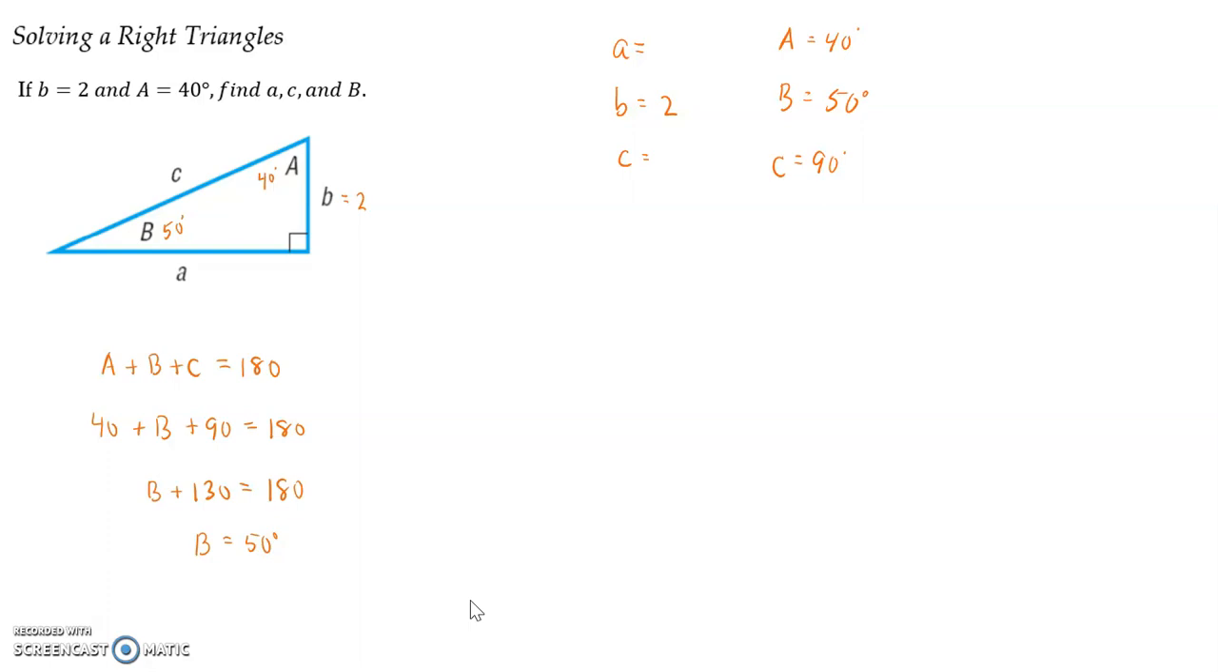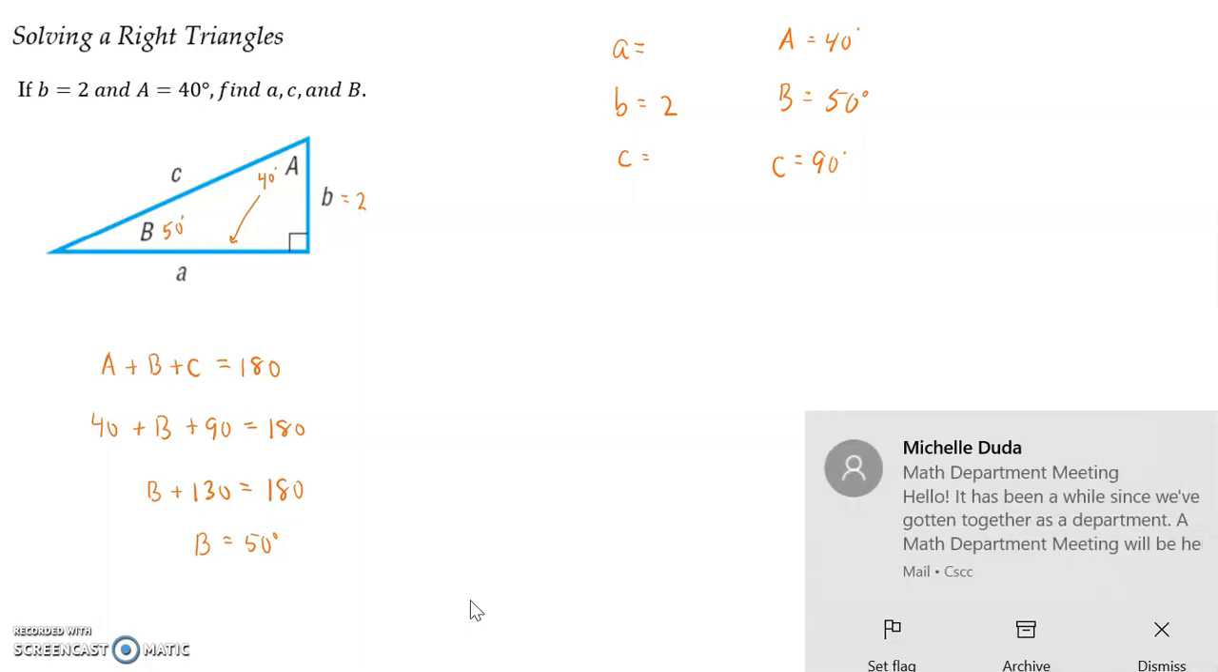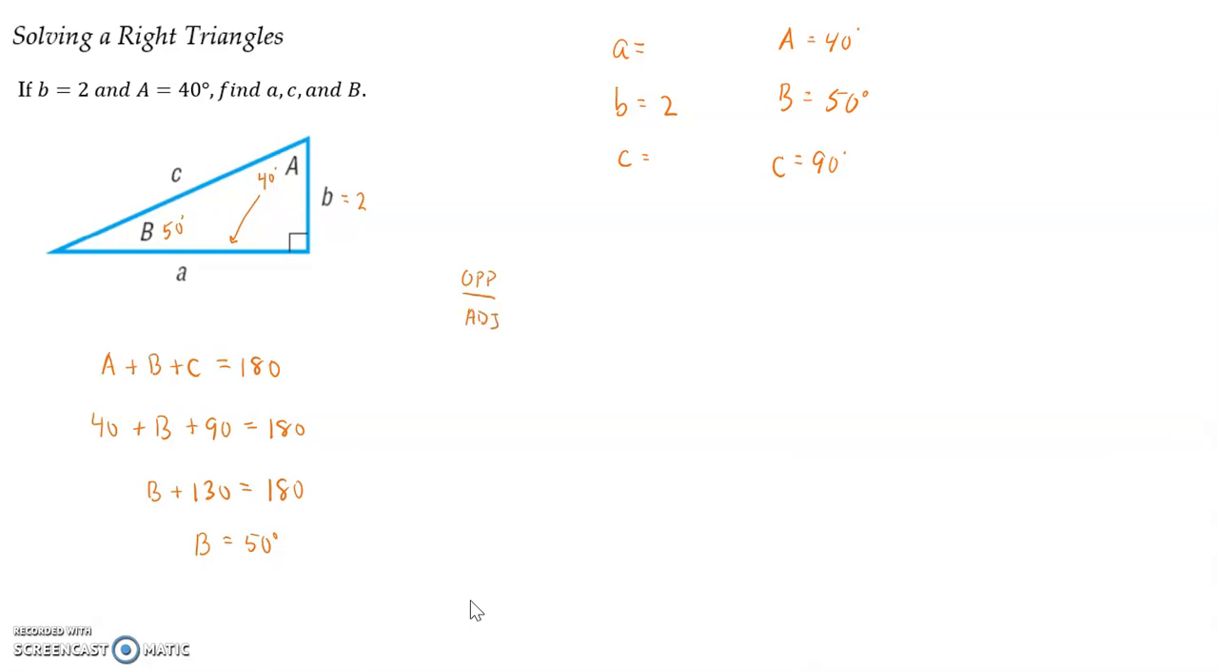So I'm going to go ahead and use my 40-degree angle measure. And so I'm going to need the opposite side, and I'm also going to need my adjacent side. So my opposite side here is going to be side A. And my adjacent side is going to be side B. And so I'm going to need my tangent formula. So tangent of angle A is going to be my opposite side over my adjacent side.